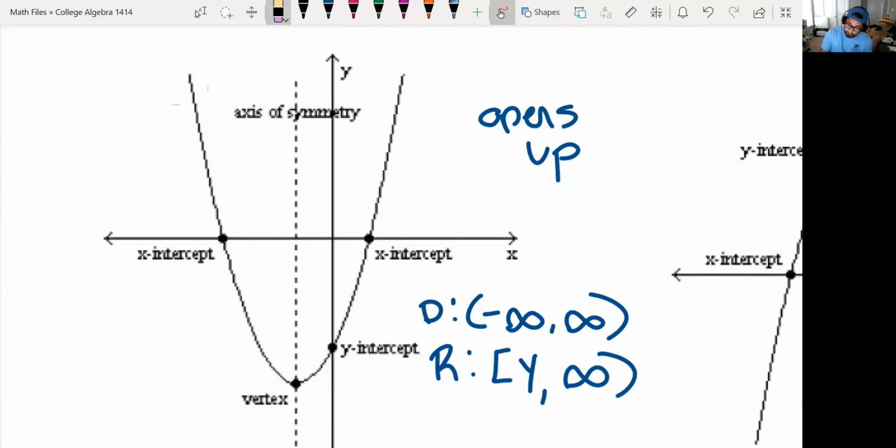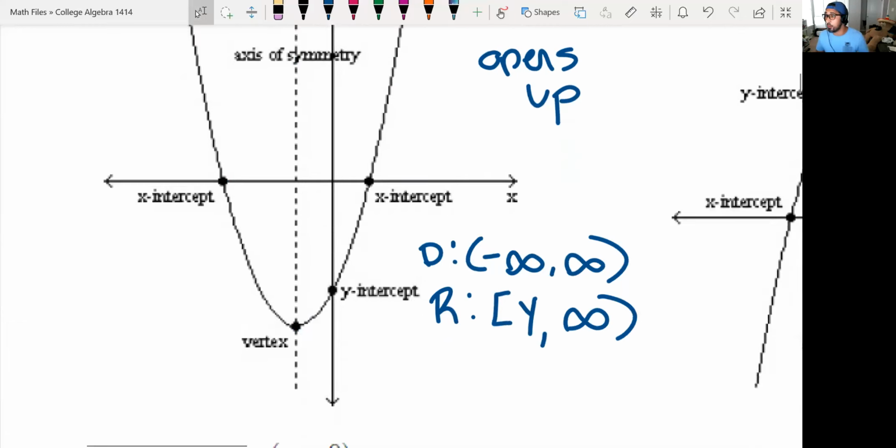And then as well, a parabola that opens up will also have a low point. And remember what that low point is called? If a graph has a low point on it, it is called a minimum. And you will have a minimum at the y value of the vertex. Okay, because the vertex here is also the low point. All right, now let's look at the other parabola.